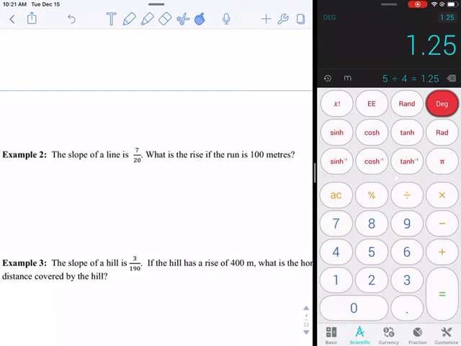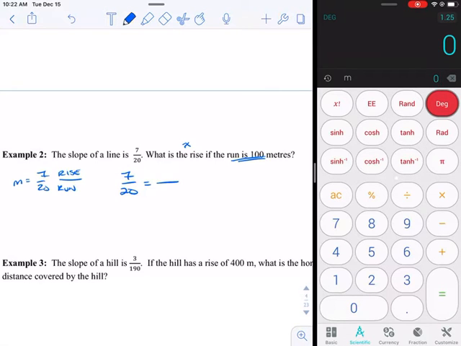So sometimes you're given the slope, but you need to figure out what the actual measurements of the hill or whatever the situation is. So the slope is 7 over 20. That means for every 7 units it goes up, it's going to go a horizontal distance of 20. If we have an unknown rise, but we know our run is 100 meters, we can take our original slope and set it equal to a new fraction. So we don't know the new rise, but we do know the run.